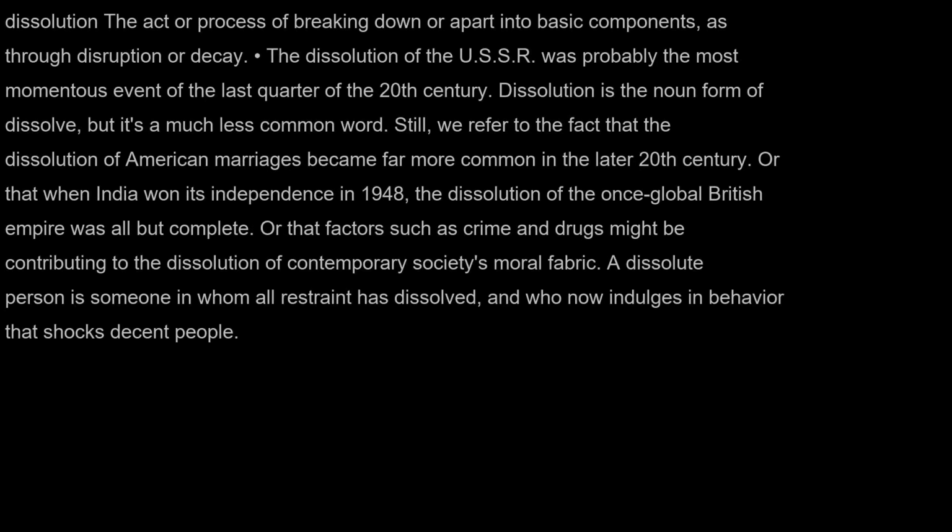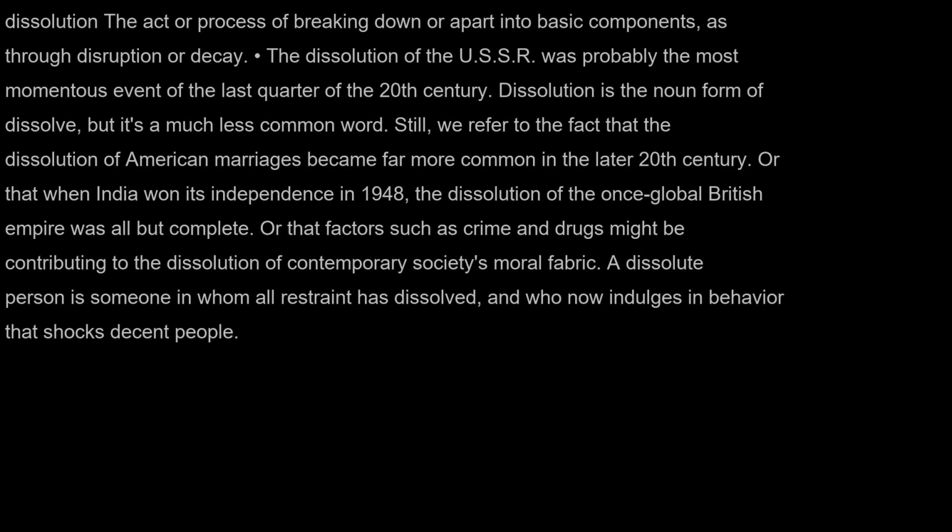Dissolution, the act or process of breaking down or apart into basic components, as through disruption or decay. The dissolution of the USSR was probably the most momentous event of the last quarter of the 20th century. Dissolution is the noun form of dissolve, but it's a much less common word.